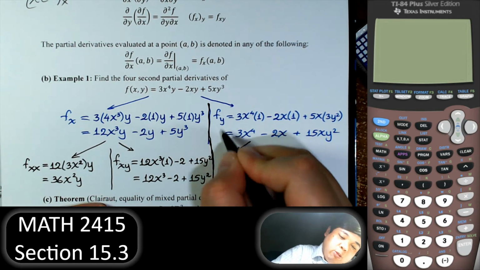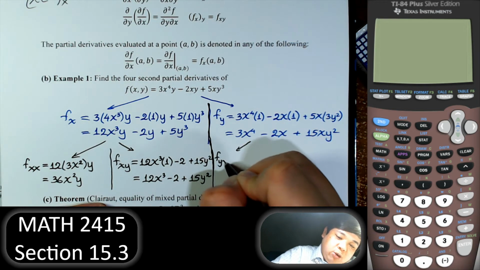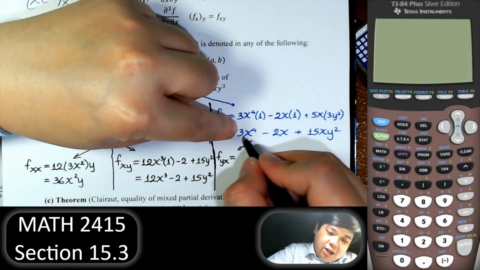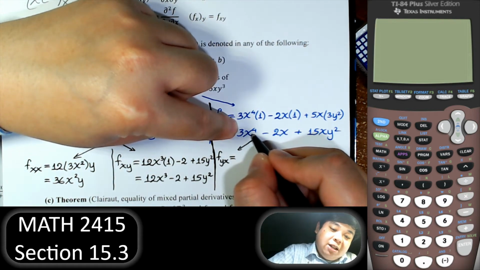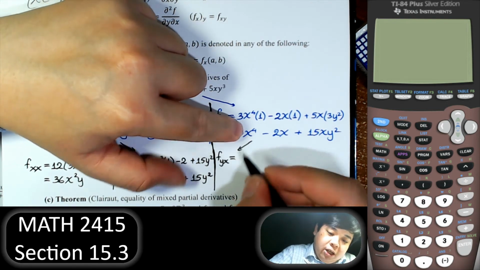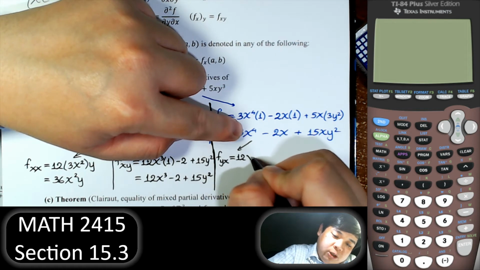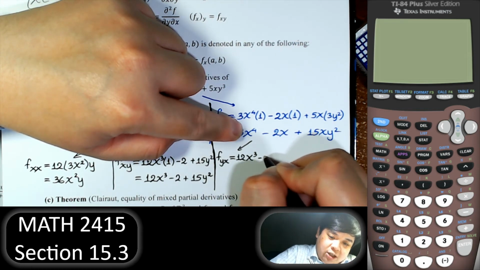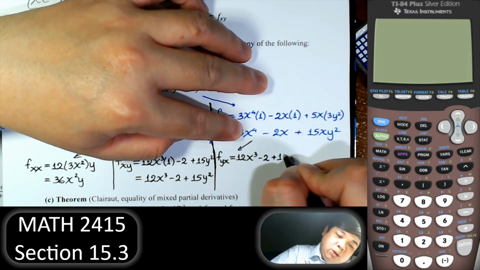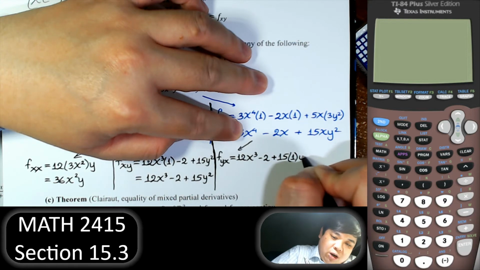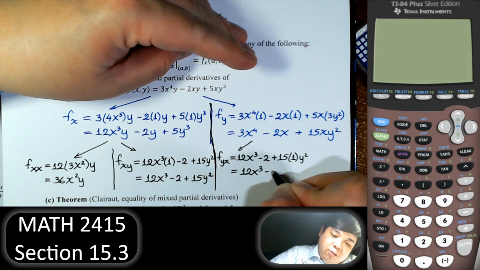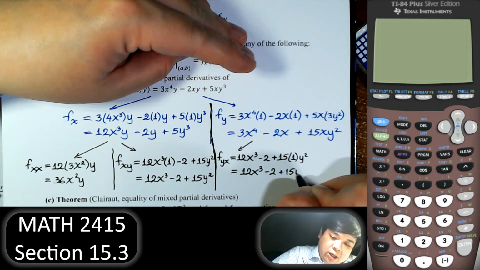Now we took the derivative with respect to y already. Now take the derivative of y with respect to x. So the derivative of this with respect to x, 3x to the fourth, the derivative of that with respect to x. We already did it with respect to y, right? So it will be 12x cubed. The derivative of this with respect to x, 2. The derivative of that with respect to x, 15 with respect to x, 1, and y squared. So that gives us 12x cubed minus 2 plus 15y squared.